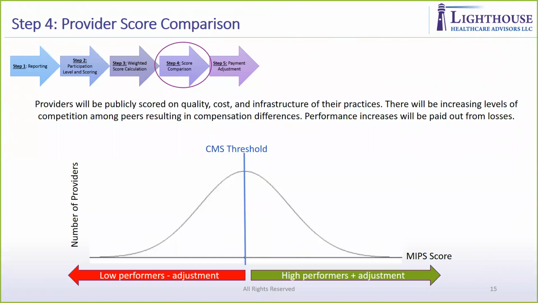What's important to note here is that this is not a program that has been given any money. That means that the high performers will simply be taking dollars from the low performers, or put another way, the low performers will be paying the high performers in the form of a negative payment adjustment. The high performers will earn a positive adjustment. So by the year 2020, every provider's MIPS score will translate into a payment adjustment, ranging from plus 4% to plus 9%.